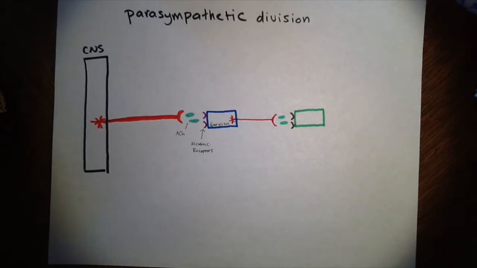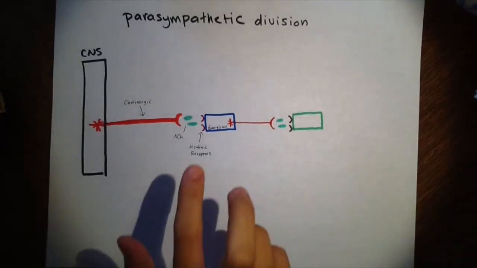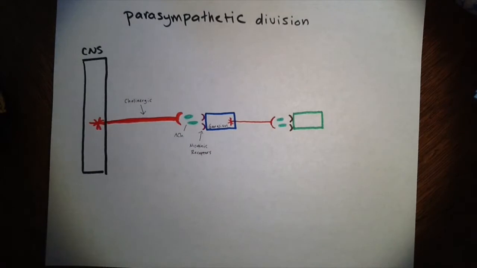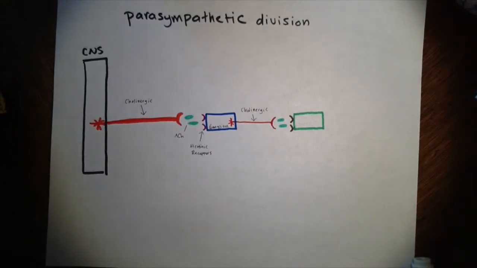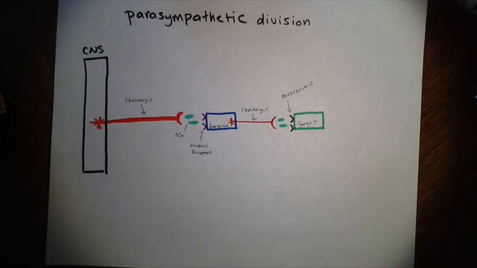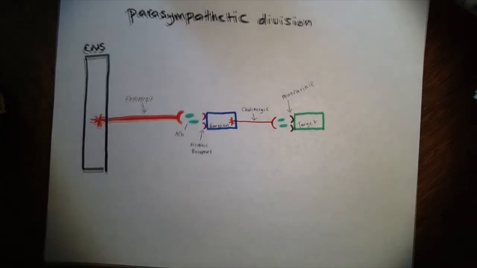Okay, now we're going to look at the parasympathetic division. So in the parasympathetic division, the preganglionic neuron is always cholinergic, meaning that it releases acetylcholine. The receptors on the ganglion are always nicotinic, so the signal is always excitatory. The postganglionic neuron is also cholinergic. The receptor type on the target cells are different. They are muscarinic. Depending on which type, remember the 5 subtypes that we talked about, it will either be excitatory or inhibitory. In the heart, it would be inhibitory, whereas in the smooth muscle of the GI tract, it would be excitatory.